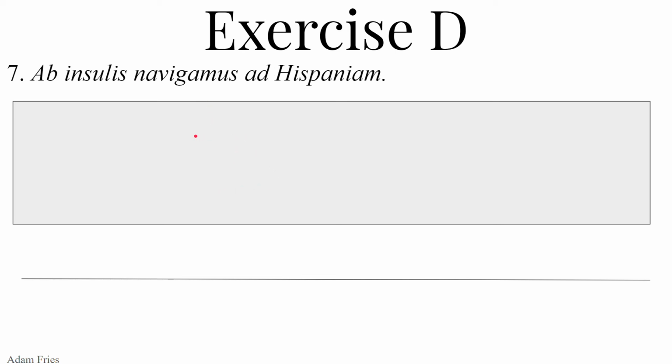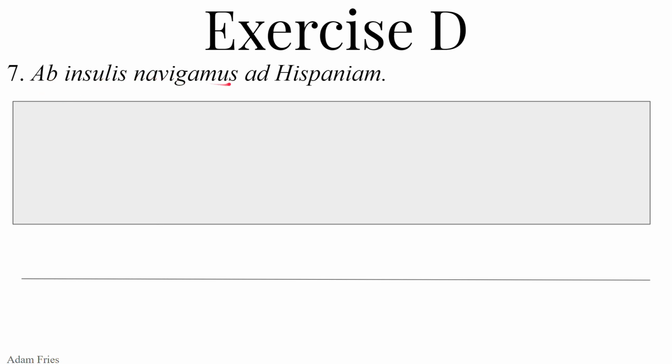7. Ab insulis navigamos ad Hispaniam. Ab, A-B, ab. It's also shown as just a. We put the b here to ease pronunciation because the next word, the noun, starts with a vowel, i. So this means from, away from, and takes the ablative of separation. Ab insulis. Insula, ae, feminine, island. The ablative singular would be insula, and the plural would be insulis, and that's what we have here, ablative plural. So we have separation, moving away from the islands.